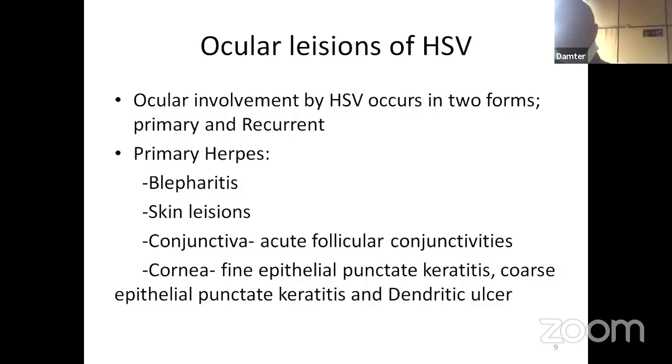Ocular involvement of herpes simplex virus can be subclassified into two: it can be due to primary infection with the virus or due to recurrent disease. The clinical signs and symptoms that can be seen during primary infection could be vesicular skin eruption, blepharitis, and conjunctivitis, which is usually a follicular conjunctivitis. Then in the cornea, there could be fine epithelial punctate keratitis, coarse epithelial punctate keratitis, and occasionally a dendritic ulcer in the primary infection.